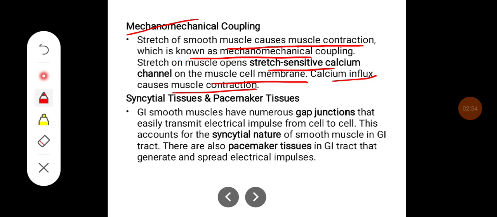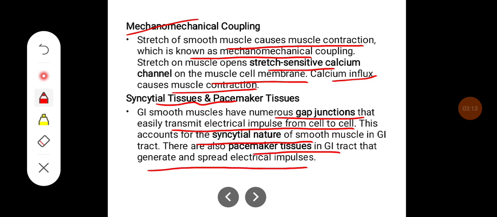Syncytial tissues and pacemaker tissues. GI muscles have numerous gap junctions that easily transmit electrical impulses from one cell to another cell. This accounts for the syncytial nature of smooth muscle in the GI tract. There are also pacemaker tissues in the GI tract that generate and spread the electrical impulses.